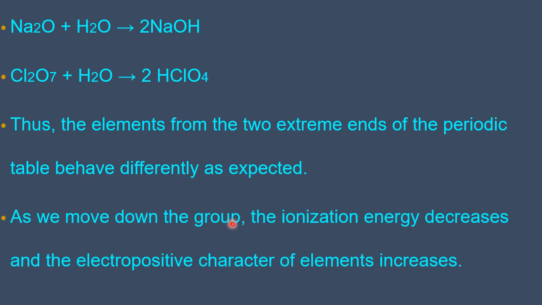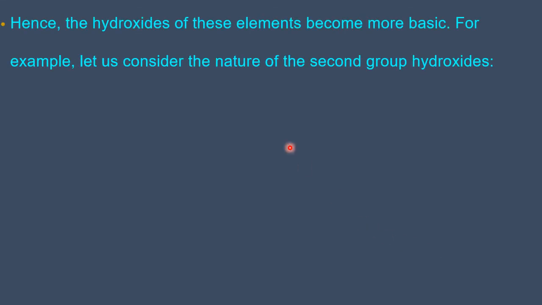As we move down the group, the IE decreases and the electropositive character of elements increases. That means when you move from top to bottom, IE decreases, tendency of giving electrons increases, metallic character increases, electropositivity increases. Hence, the hydroxides of these elements become more basic.